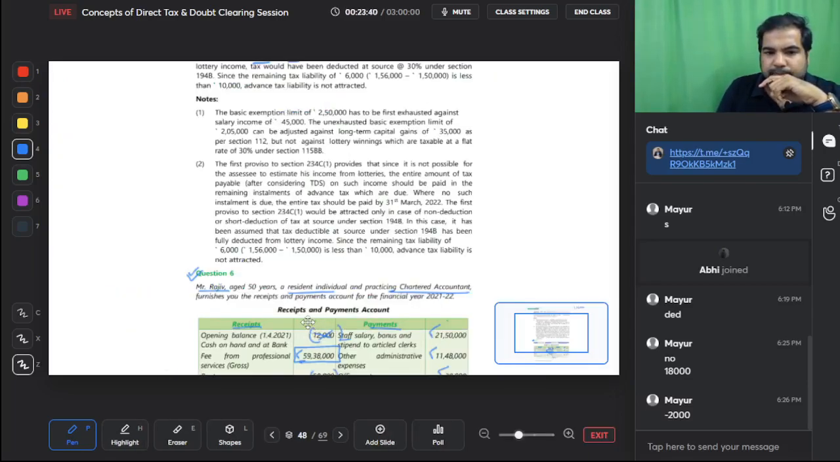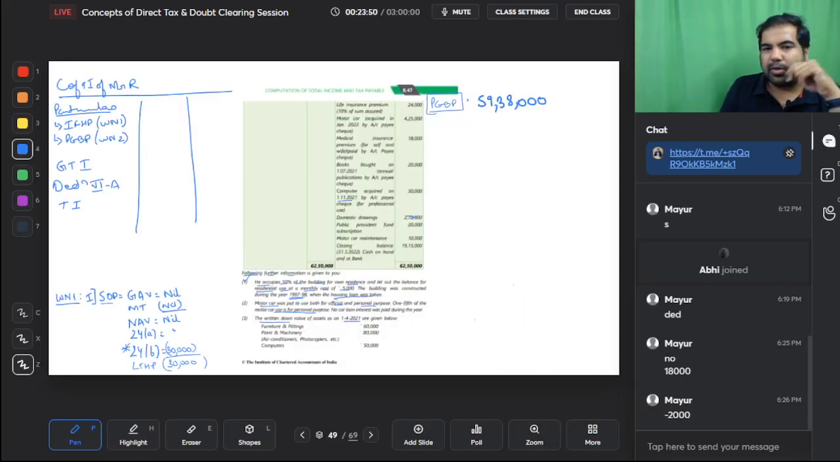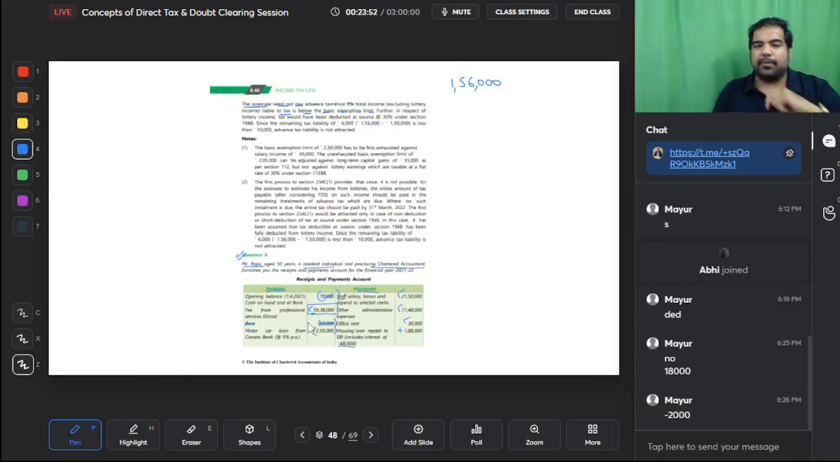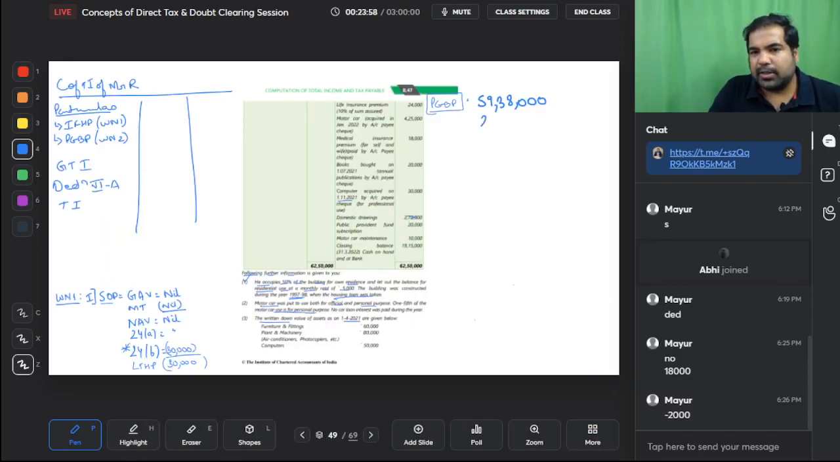Next, motor car loan, you will not take that, but that is 9% per annum interest. We'll see what to do about it. So receipts are only one, that is 59,38. Now we'll see expenses. Staff salary bonus, type in 21,50,000. Can I minus that? Yes, 21,50,000 I can minus that.